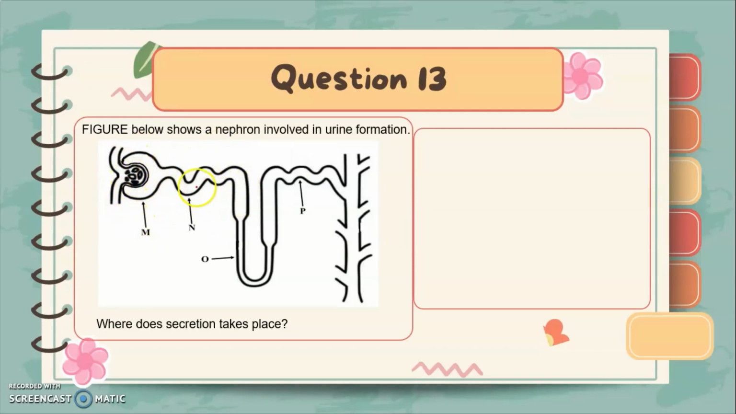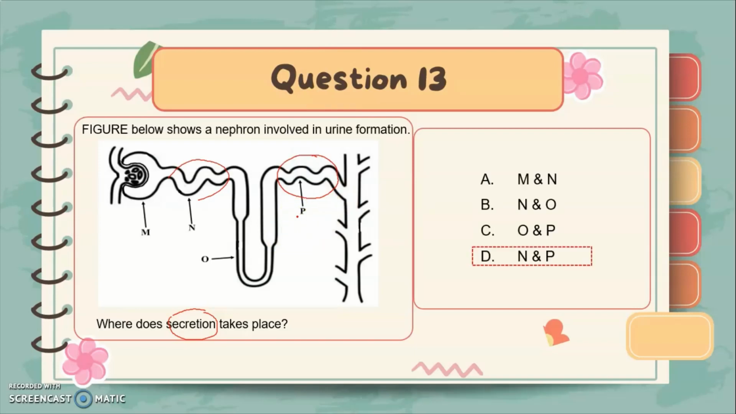Alright. So untuk yang di kawasan ini adalah proximal convoluted tubule. This one is loop of Henle. Okay, and then this one is distal convoluted tubule, and last part is collecting duct. Right. So secretion berlaku hanya di N dan juga P, iaitu berlaku di proximal convoluted tubule dan juga berlaku dekat distal convoluted tubule. Okay. Alright, so the answer is N and P.